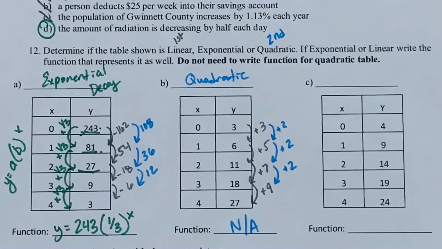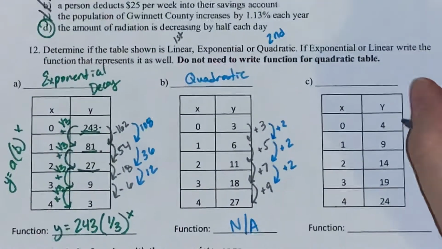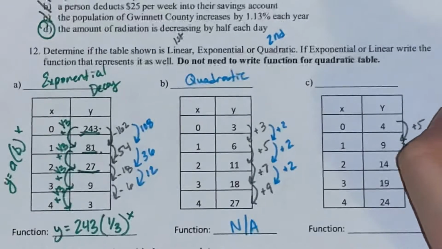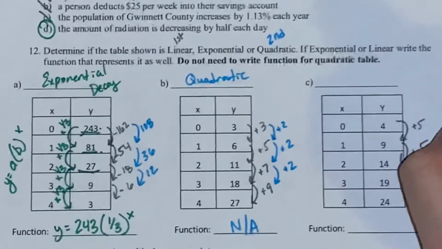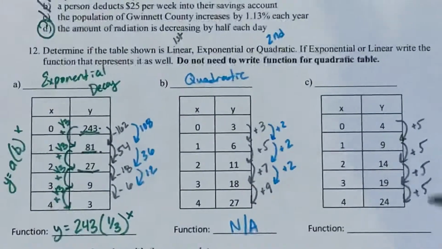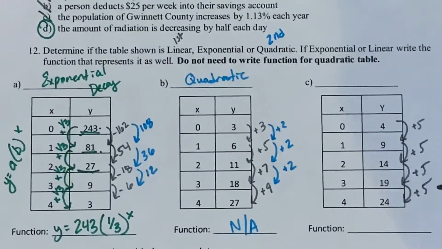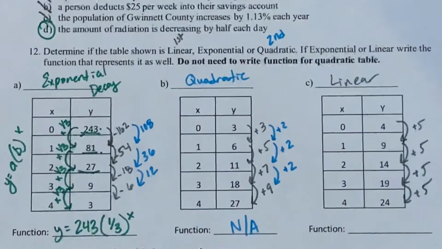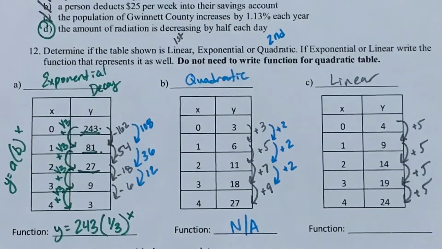And then C, I'm going to guess, since I have exponential and I have quadratic, I'm going to assume this was a linear function, but again, I'm not just going to leave it at my assumptions. I'm going to test it out. So from 4 to 9 is +5, +5, +5, and +5. So all my first differences are the same. So this is a linear function. It's a linear growth, but again, you don't need to know that.